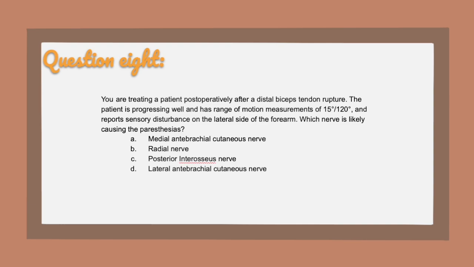Question 8, the correct answer here is D. This is a good opportunity to look at your dermatomal areas, the dermatome regions. That lateral antebrachial cutaneous nerve is fairly commonly affected or irritated during the distal biceps repair, and so that's just a good one to review. If it was the posterior interosseous nerve, we wouldn't really get sensory disturbances, right? Because that's a motor-only nerve. Radial nerve is going to have a different dermatomal region, as is the medial antebrachial cutaneous nerve.